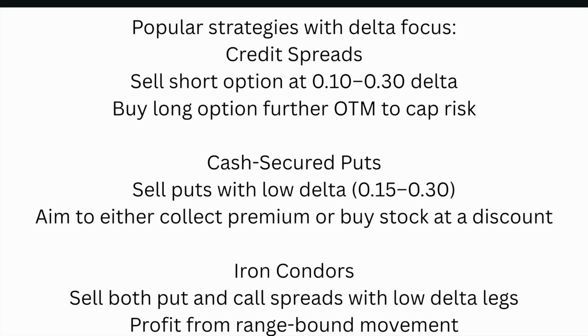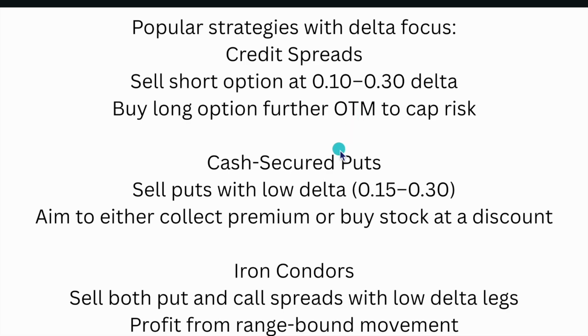So let's say a stock's at 200. I might sell a put at around 190 or so. That might be about a 0.15 delta. But then I'm going to buy one even further from 190. I might buy a 185 put to make it a credit spread.